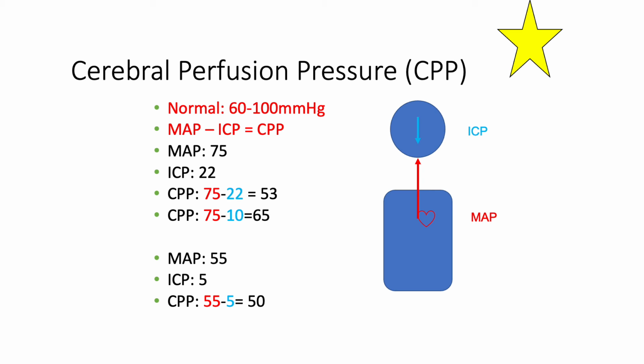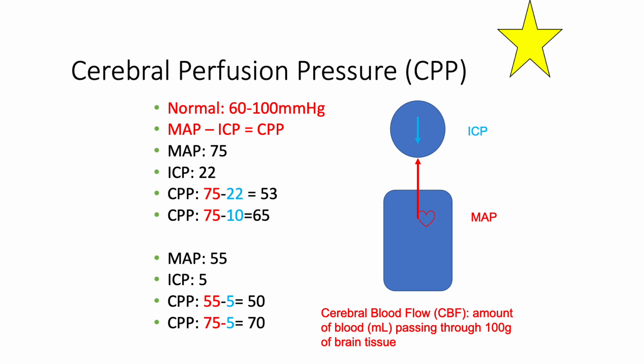What would we need to do for this patient? Well, our ICP is normal, so we need to look at getting more pressure to the brain, or increasing the MAP. So how do you increase MAP? Well, that's part of our arterial pressures. So giving the patient vasopressors to increase blood pressure to, let's say, a MAP of 75 would increase this patient's CPP to 70.